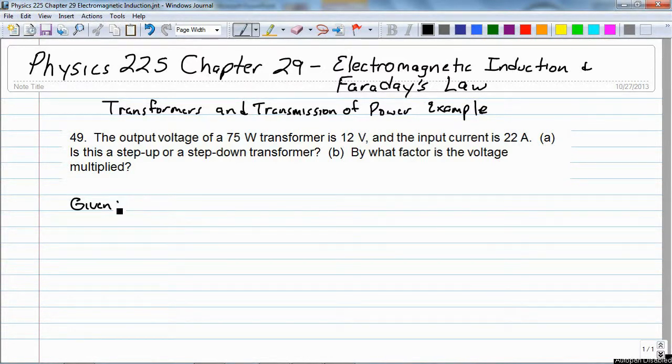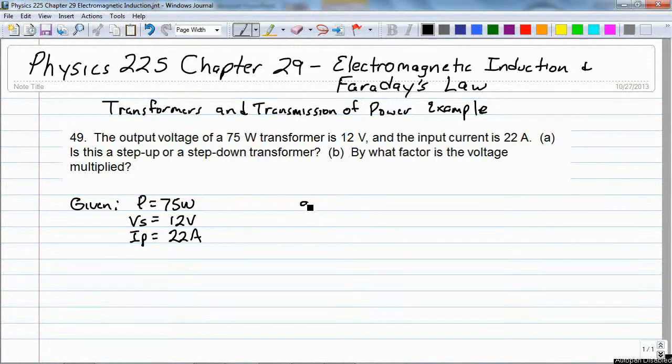So we have the power is equal to 75 watts. It says that the output voltage is 12 volts, so V secondary is equal to 12 volts, and the input current, I primary, is equal to 22 amps.